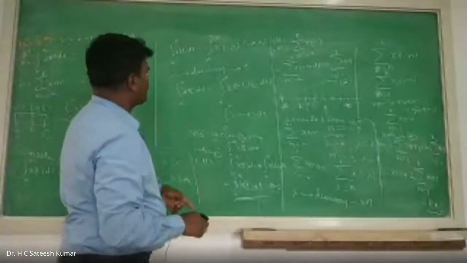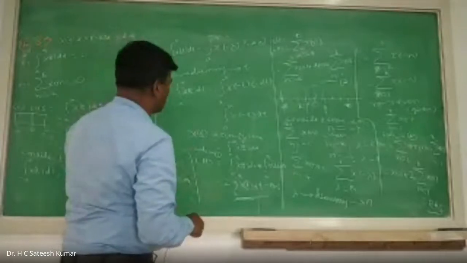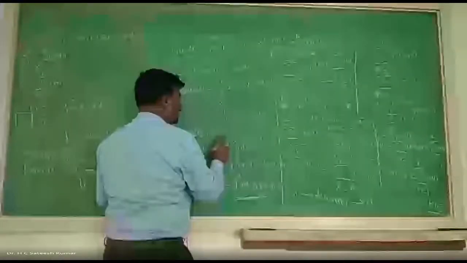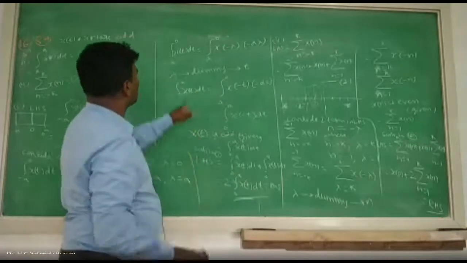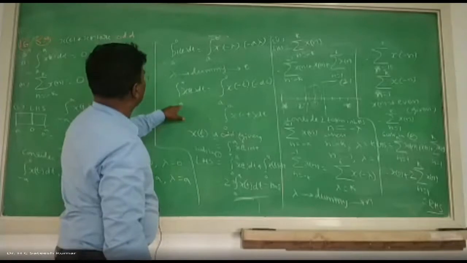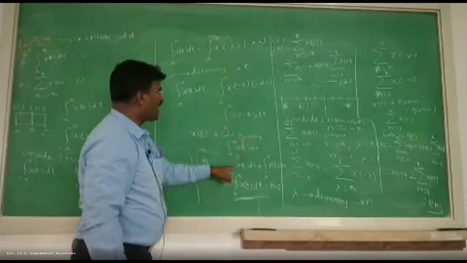What are we going to have? We have to prove that it is 0. So now what can you write? Here x of t is given as odd. If it is odd, what do we have? Integration from minus a to 0, this is x of minus t. Since x of t is odd, this is nothing but, from 0 to a, you will get a negative sign.